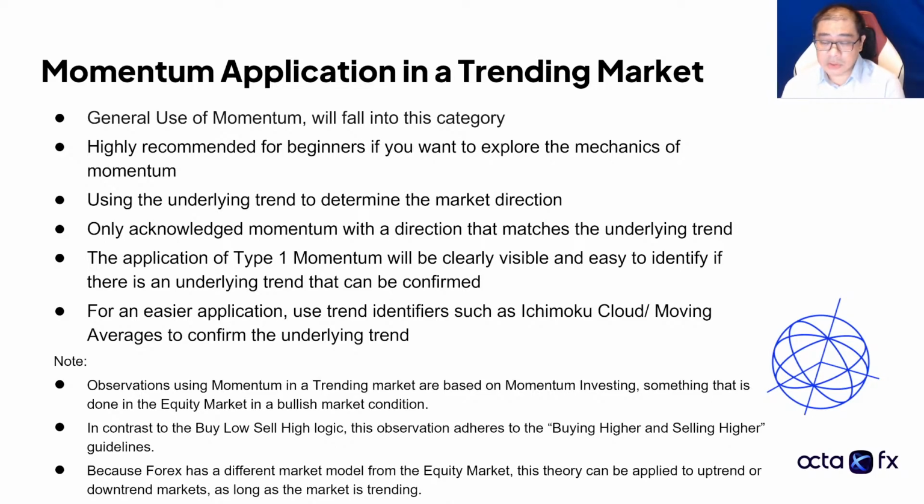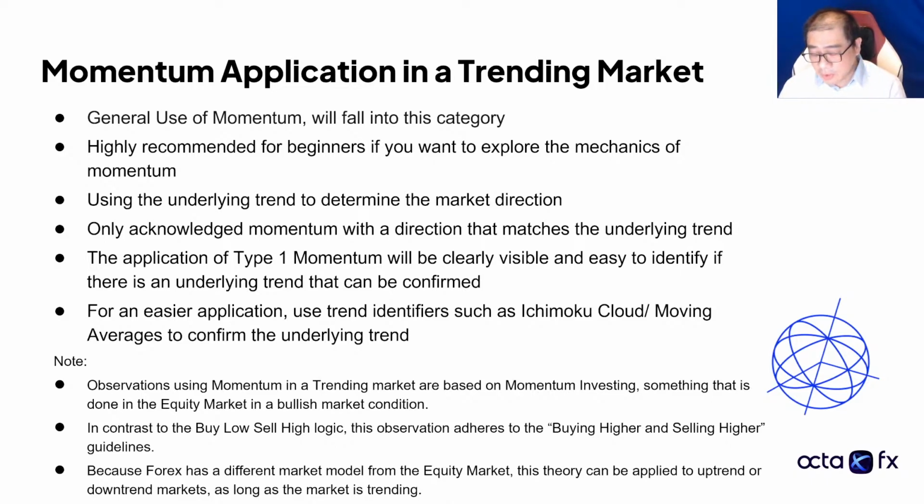You can use Ichimoku Cloud, or you can use the traditional higher high, higher low for an uptrend, and lower high, lower low for a downtrend. So higher highs, higher lows, right? That's an uptrend. Lower lows, lower highs, right? That's for a downtrend. So just remember that.